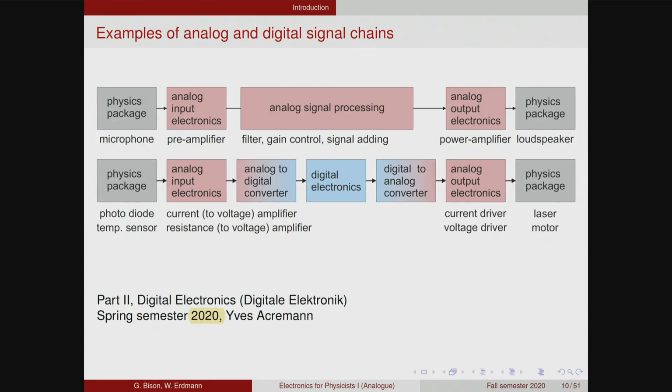Okay, so let's have a look at a typical signal processing chain. What you typically have is a physics package. And if we talk about an analog signal chain, then you have an analog input electronics, like a preamplifier. Then you could do some analog signal processing. You could filter it, gain control. You could add several signals. And a good example is this microphone system here.